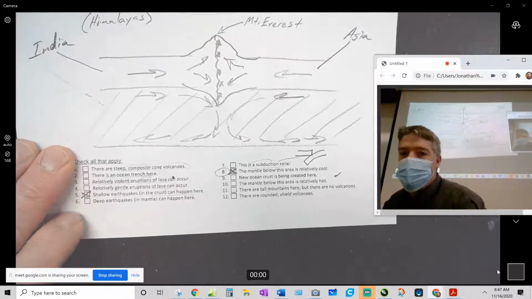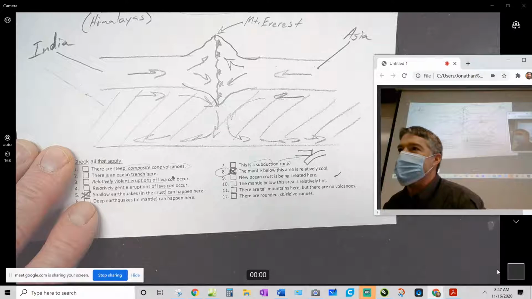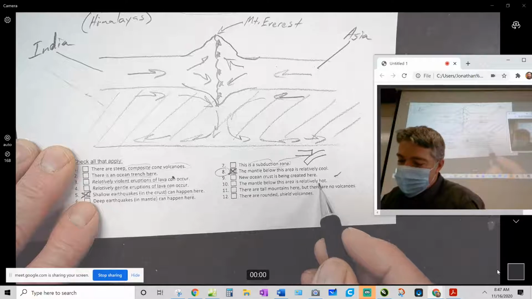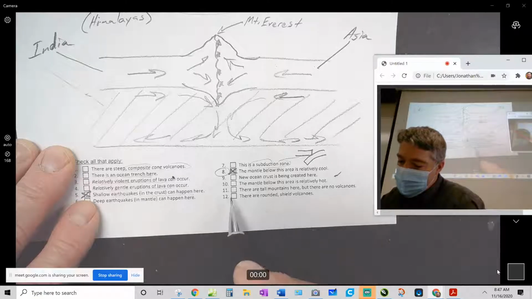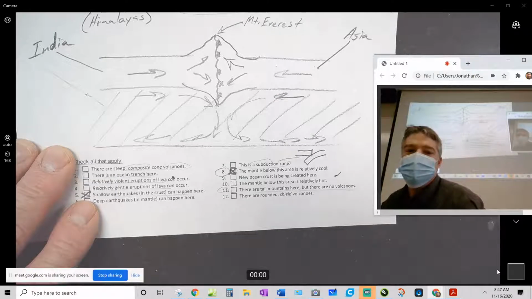How about new ocean crust? Does anybody see any mafic lava hardening to become ocean crust? Shouldn't be any. Mantle is relatively hot? No, because it's cool. How about number 11? There are tall mountains here, but no volcanoes. Does that apply? Yes. So this is the one.